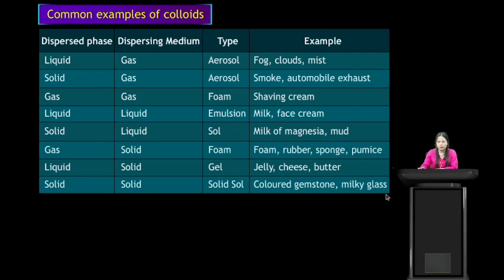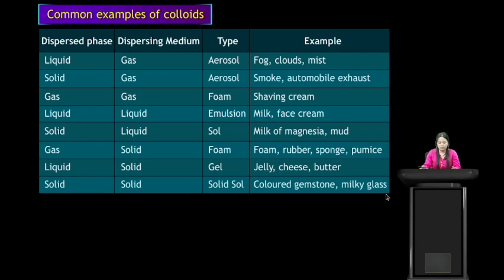Then we discussed suspension. So what is suspension? A suspension is a heterogeneous mixture in which the solute particles are suspended in a medium. In suspension, the solute particles do not dissolve, but are suspended in the medium. Now we have discussed the properties of suspension.